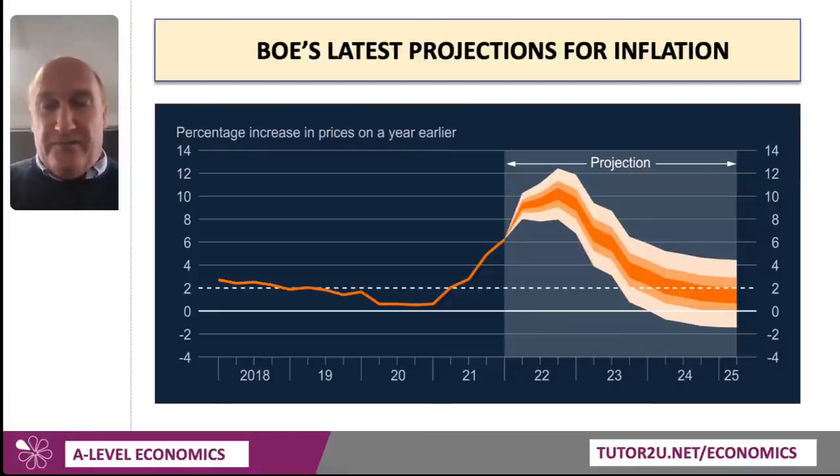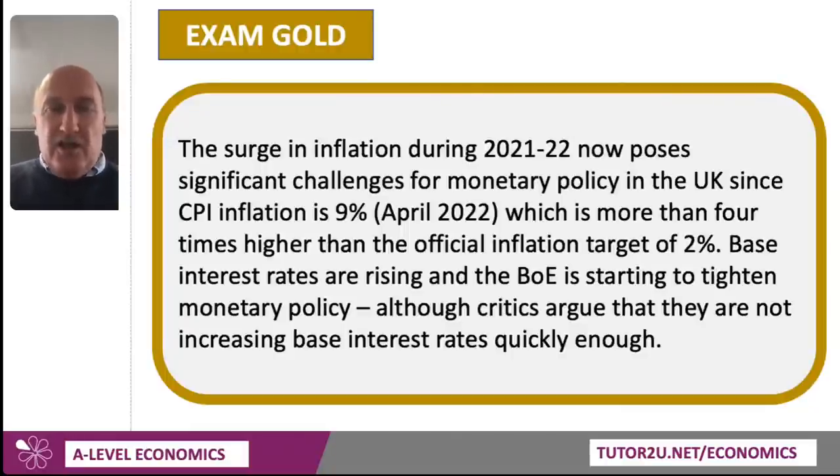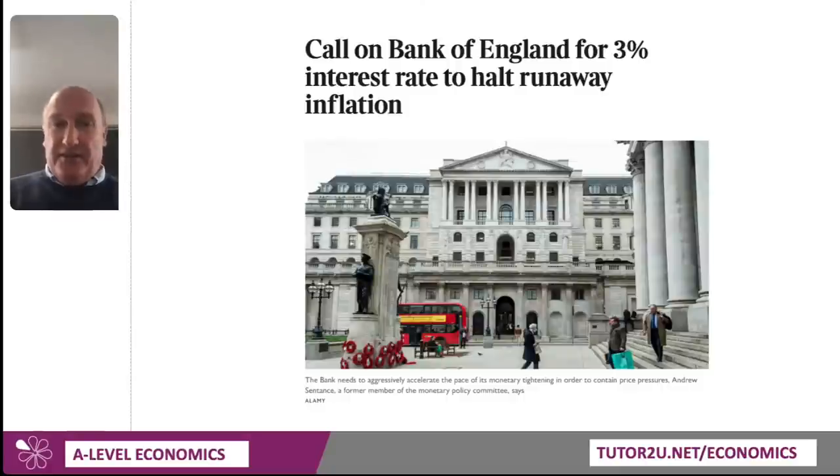Now, crucially, the next slide provides a bit of context on that. I think the surge in inflation in the last year or two is a big challenge for monetary policy in the UK. Inflation is four times the inflation target of 2%. Base rates are going up. The Bank of England is starting to tighten interest rates, but quite a few people think that they're not moving quickly enough. In other words, here's an evaluation phrase for you. They argue that monetary policy is lagging the cycle, the inflation cycle, and that base rates should be rising more quickly. Here's an article from today's Times on the next slide.